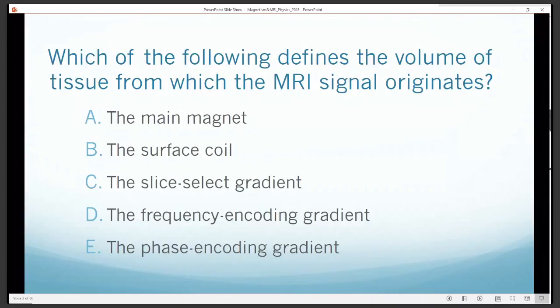Okay, so let's have another question here. Which of the following defines the volume of tissue from which MRI signal originates? The main magnet, the surface coil, the slice select gradient, the frequency encode gradient, or the phase encoding gradient? All right, everyone, this is our last question, so be sure to go ahead and weigh in.